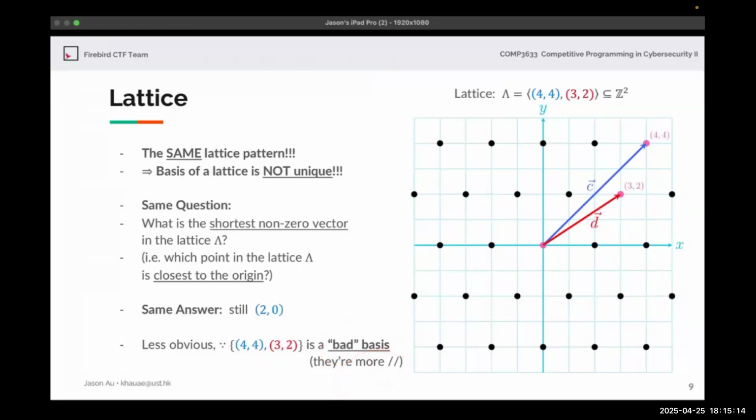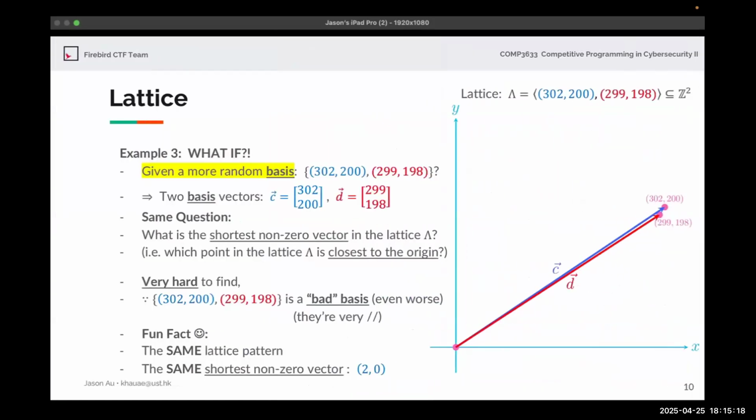Okay, so let me give you one more example. For example, we have this. Okay, so it's hundreds of numbers.